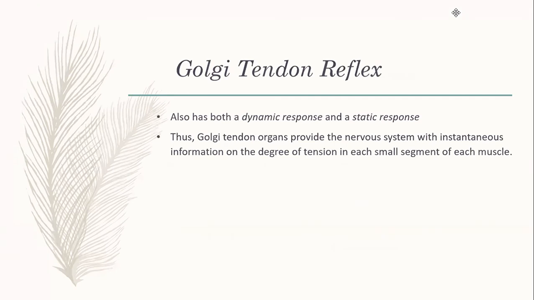So it has both dynamic and static response as well. Thus, Golgi tendon organs provide the nervous system with instantaneous information on the degree of tension in each small segment of each muscle. Para lang ng kanina, dynamic and static response.